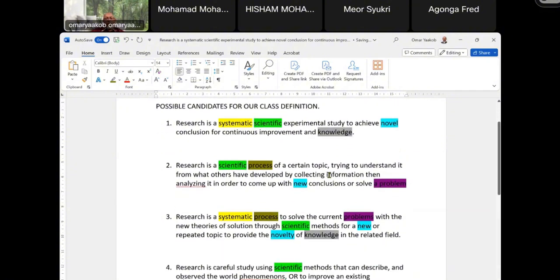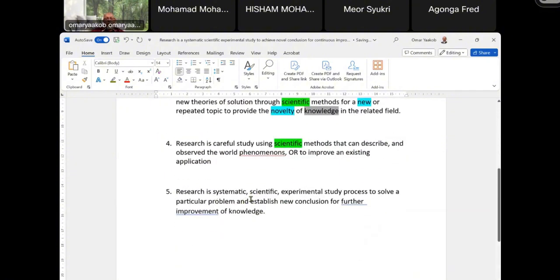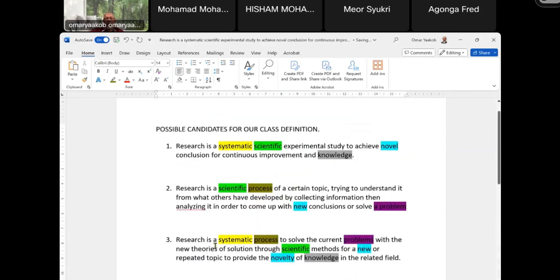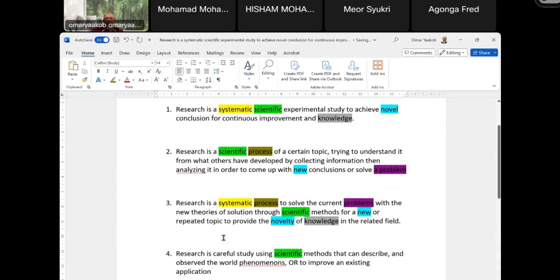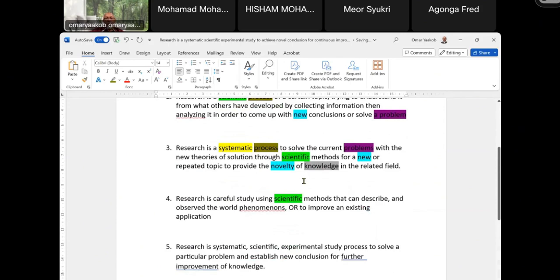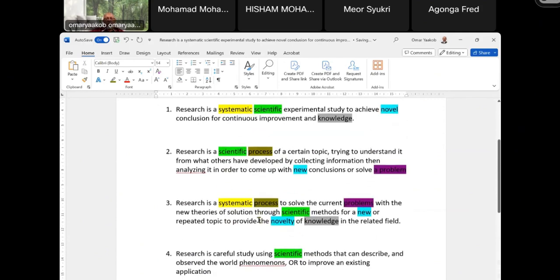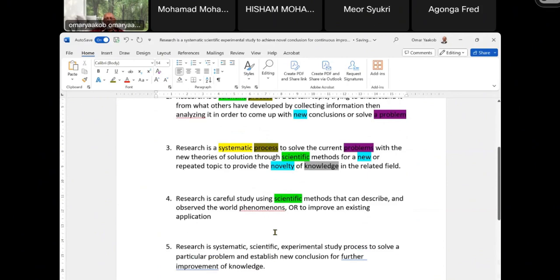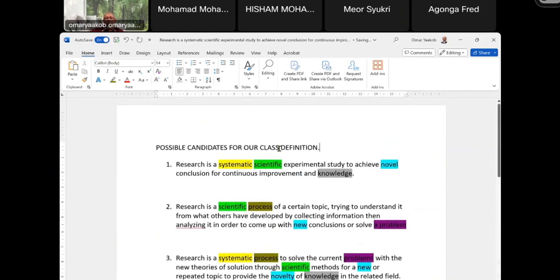Actually, you don't have to come up with a completely different number 5. Maybe you want to edit just any one of these, number 1 or number 2, number 3 or something like that, so that it covers the rest. Or you want to take number 5, it's up to you.